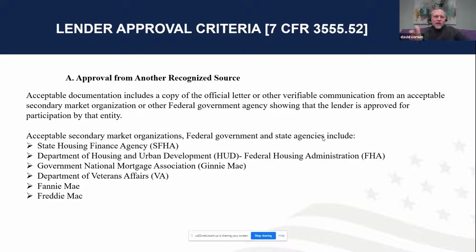So the easiest way to get right in is approval by another recognized source: State Housing Finance Association, HUD, Ginnie Mae, Freddie, VA, Fannie, FHA.